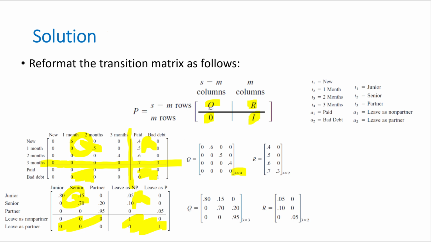And then R is an S minus M by M matrix, which is 4 by 2. This represents first absorbing states, this represents second absorbing states. And these rows represent the transient states. Okay, so far we just reformatted the transition probability matrix, and we extracted two matrices from it. One of them was Q, one of them was R, after drawing those lines between the states. Okay, once we have these, we can answer these questions.